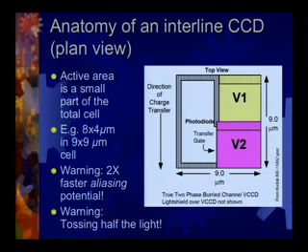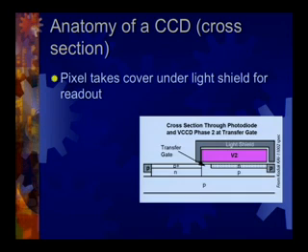And also, we're losing half the light. So this is what the CCD looks like. From the side, there's this transfer gate that transfers the data into this area for the light shield, and then there's a shift register or something that will transfer it out.